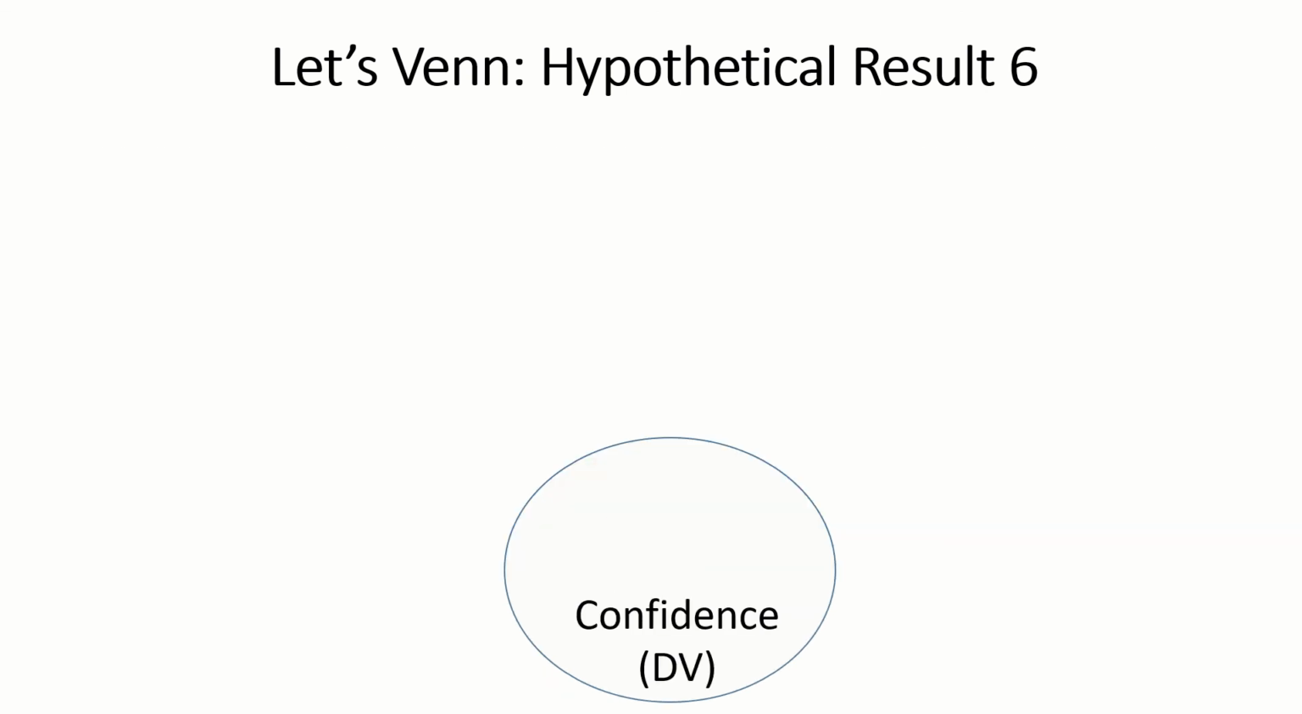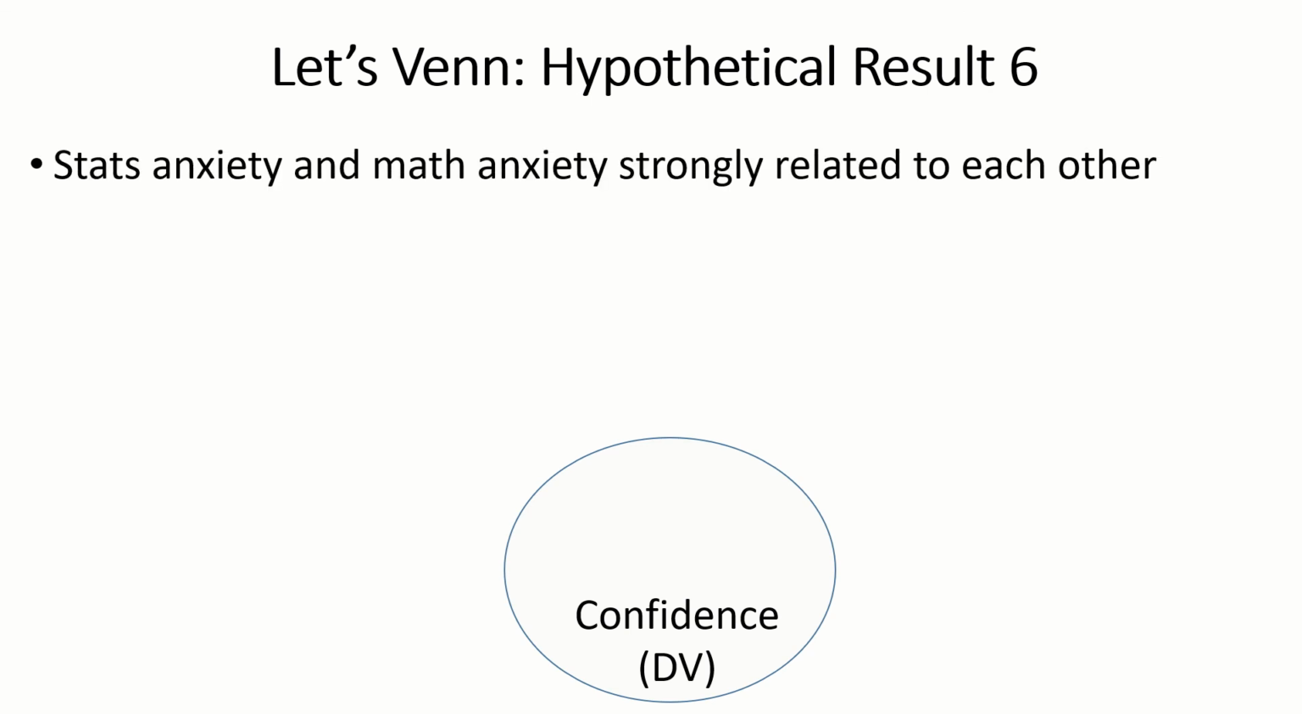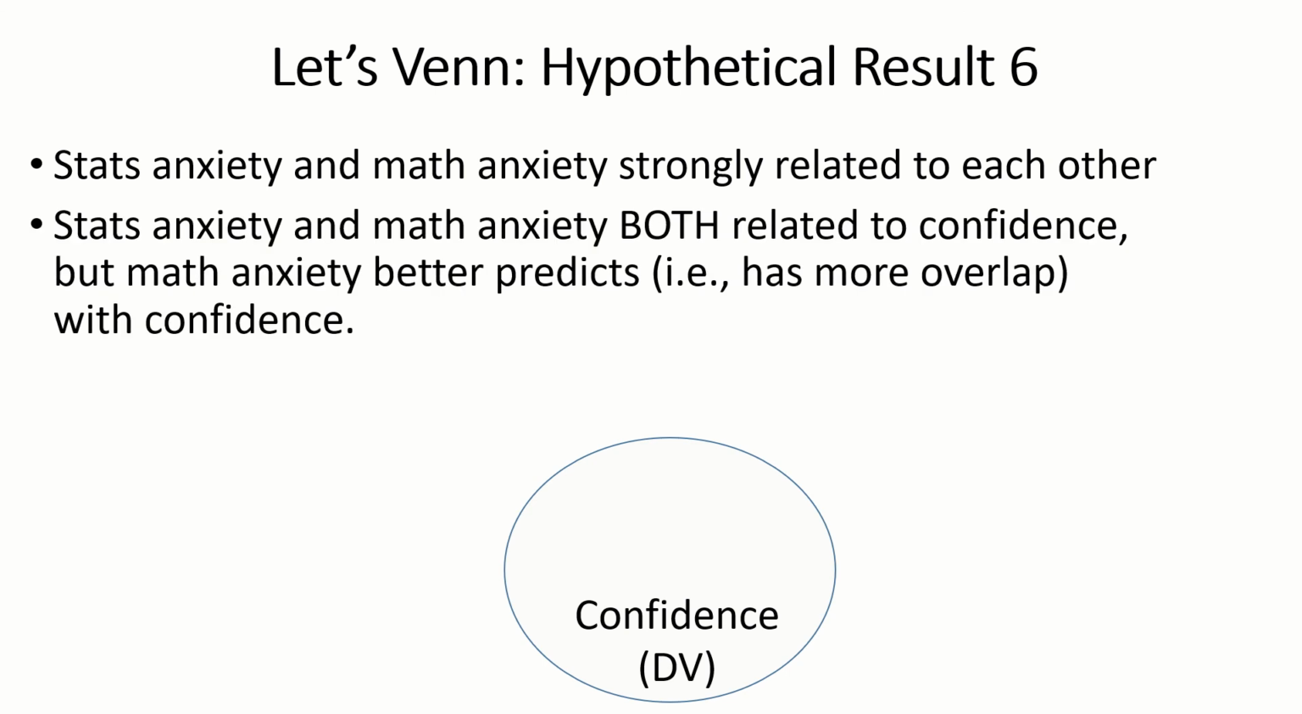Now, the last set of hypothetical results here is going to get maybe a little tricky, right? So here, stats anxiety and math anxiety are still strongly related to each other. But stats anxiety and math anxiety are both related to confidence, but math anxiety better predicts. That is, it has more overlap with confidence. So again, pause the video and draw out what you think the Venn diagram should look like.